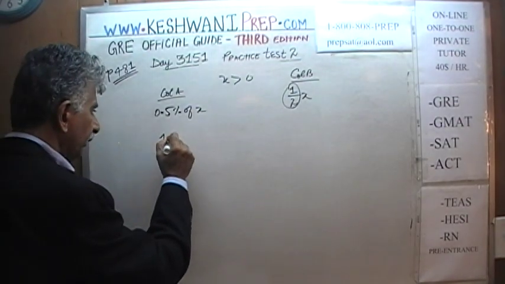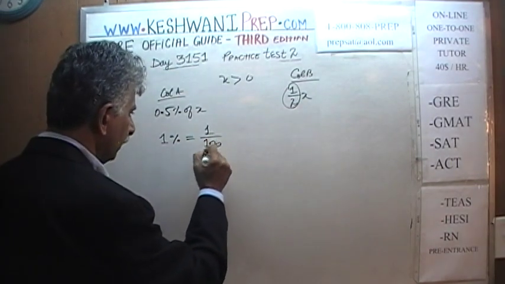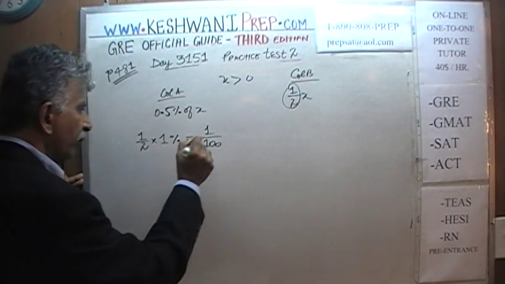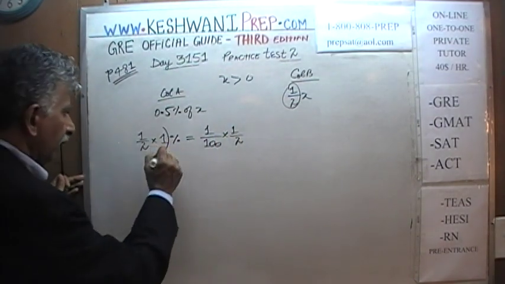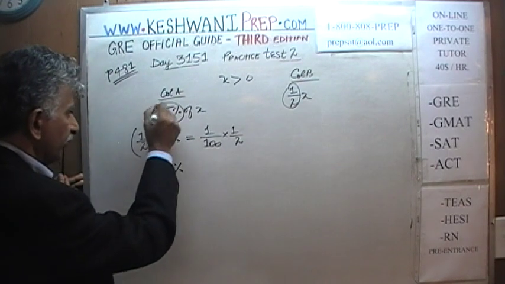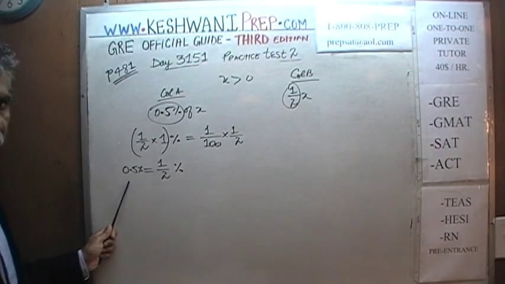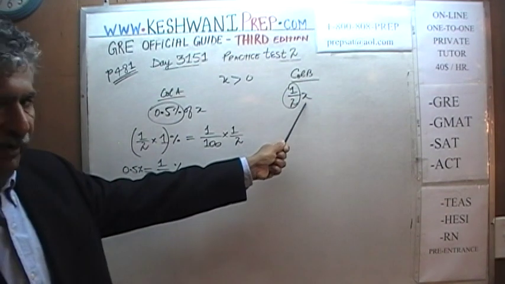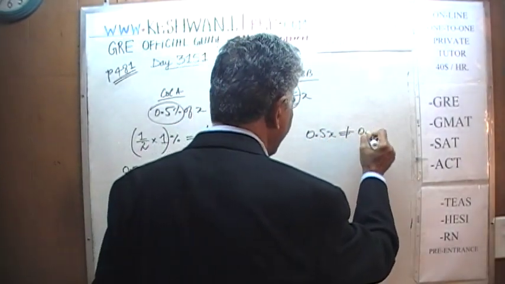What we need to understand is this. 1% of anything we know is 1/100th. Agreed? If 1% is 1/100, then if you were to multiply both sides of this equation by half, half times one will become 0.5%, which is what we have here. The reason why people got this question wrong is because they confuse the 0.5% with 0.5. This is 0.5 of x. 0.5 of x is not the same as 0.5% of x.